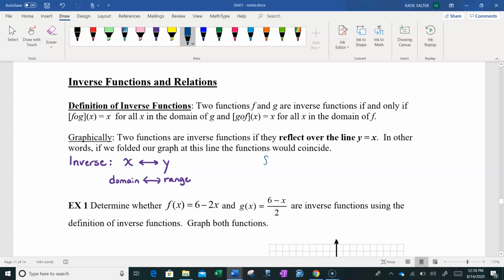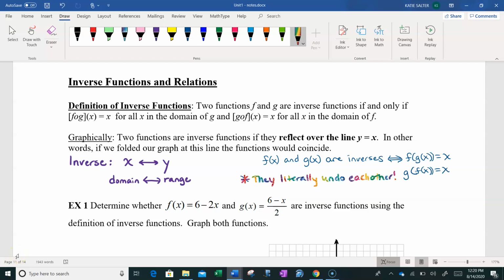Pretty much what that is saying is f of x and g of x are inverse functions if they literally undo each other. When you substitute one into the other, they literally undo what was done and they strip each other down just to be x. So let me just shorten that up. If f of x and g of x are inverses, when you substitute one function into the other, it'll undo everything that was done, and you're going to see this in a minute, and you're left with x, and vice versa. So they literally undo each other.